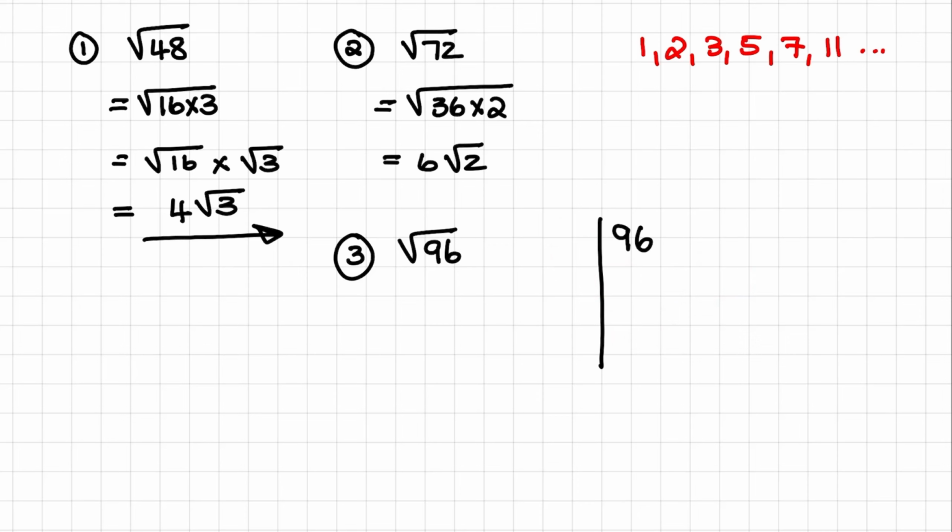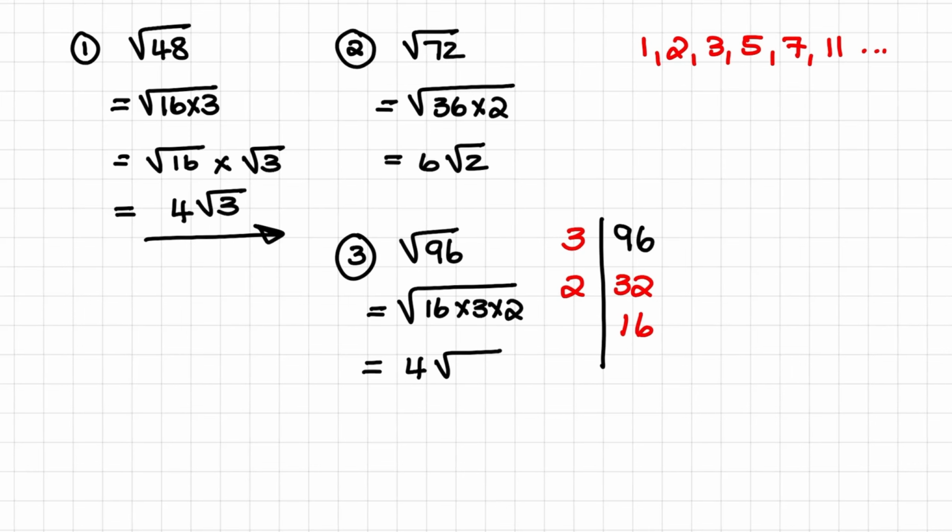So I would divide 96 by 3, and that will be equal to 32. And then take 32 and divide that by 2, and that is equal to 16. That means I can rewrite 96 as 16 times 3 times 2. And if I simplify, I have the square root of 16, which is equal to 4, multiplied by the square root of 3 times 2, which is equal to 6. So the square root of 96 simplified would be 4 times the square root of 6.